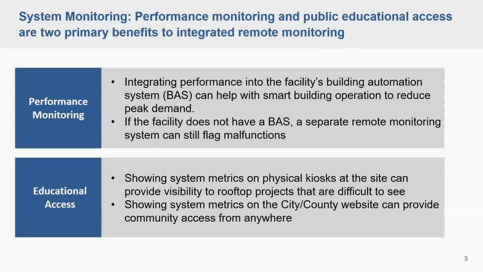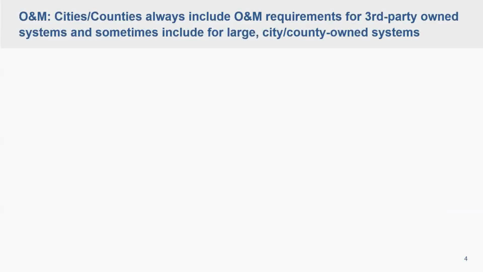So those are two aspects to consider with system monitoring and what you want to include in the RFP if you're interested in that. And then with operation and maintenance, with third-party owned systems, the third party will always be doing the operation and maintenance. That's part of the third-party owned asset. So always include O&M requirements for third-party owned systems in the RFP. But even sometimes for city-owned projects, if it's a large project that maybe your facility staff aren't comfortable with operating, you could consider including O&M requirements for city-owned systems as well.